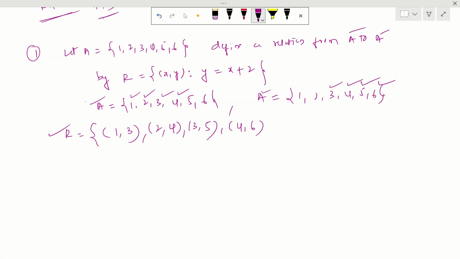Okay, this is over. When we put the value of 5, 5 plus 2 is 7. 7 is not here, so we cannot write. This is over. Okay, this is the relation that we have got.